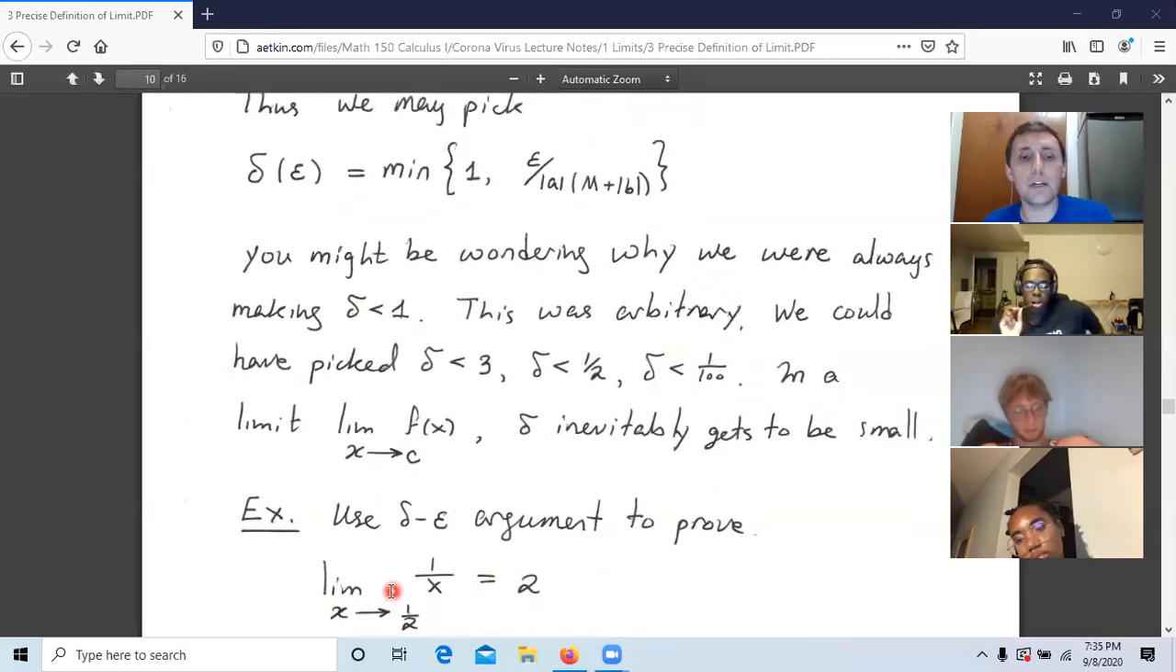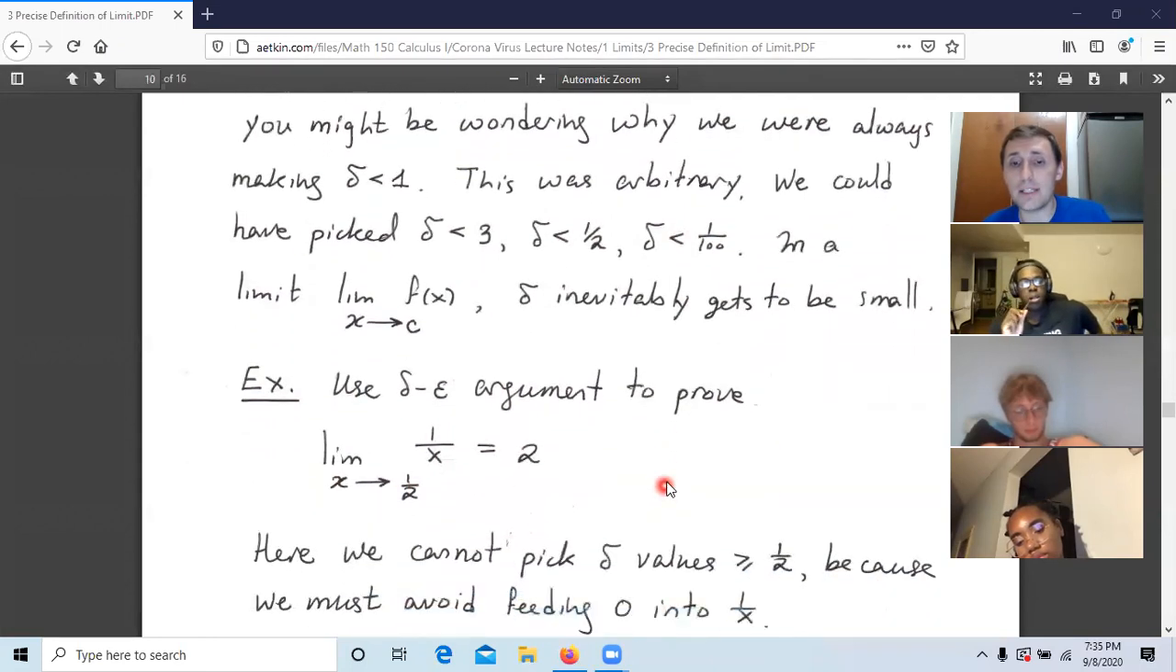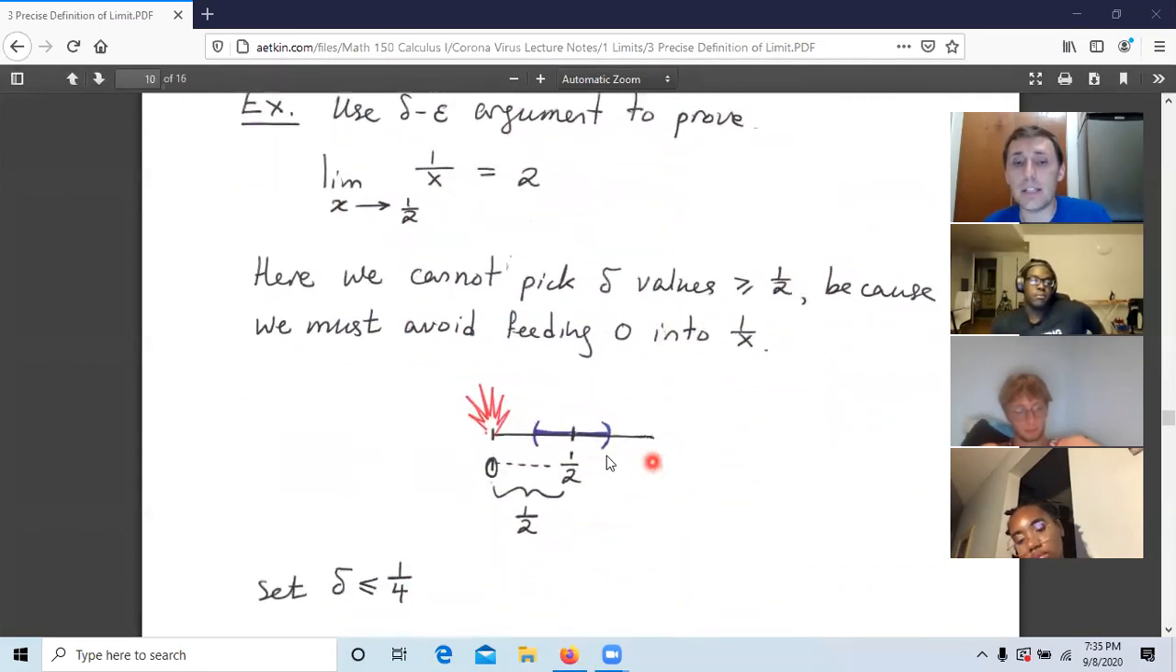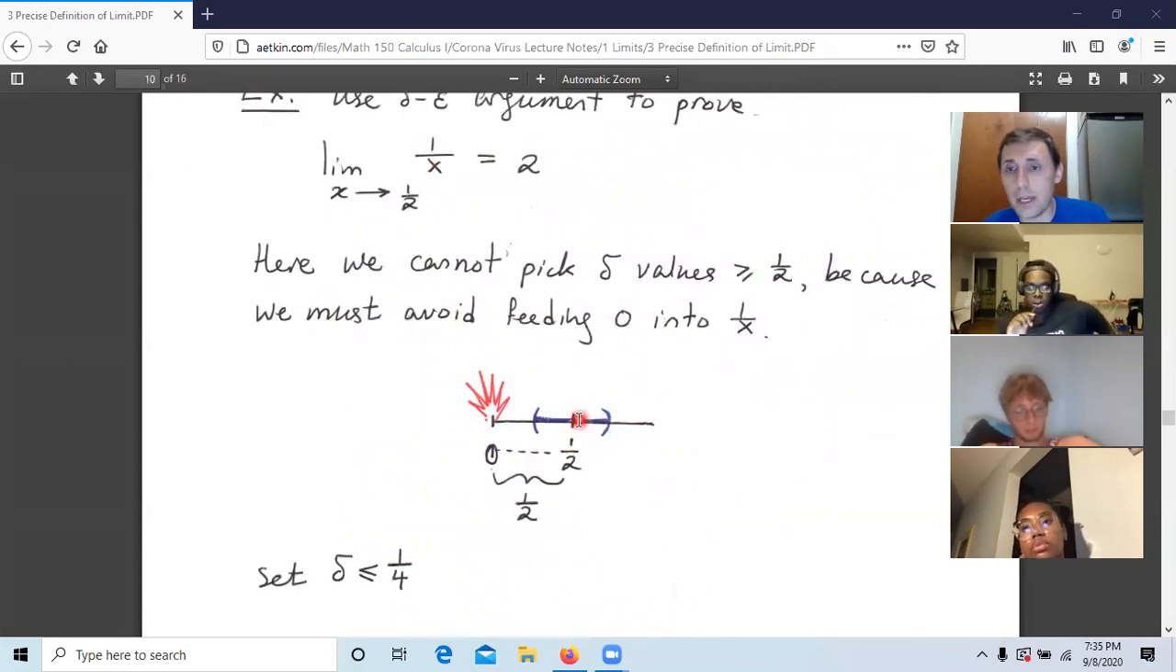Let's try to see what to do in the case where I take the limit as x goes to 1/2 of 1 over x. I want to show that this equals 2. In this case, look at it, I cannot plug in 0. So my input pipe cannot be wider than 1/2. Understand? So not all deltas will work.